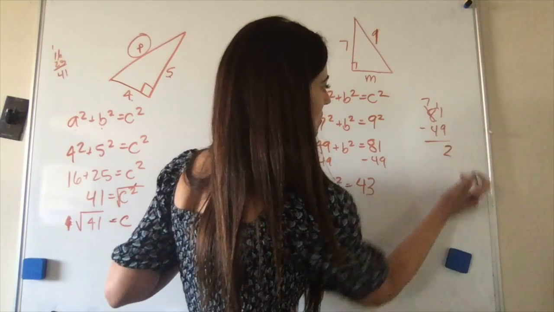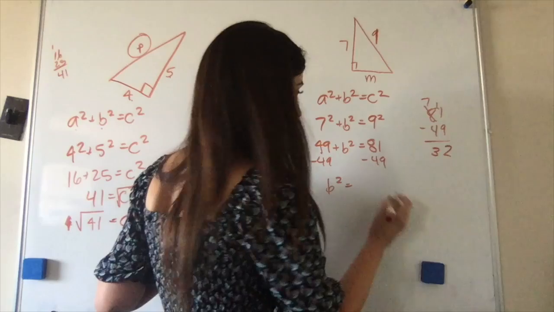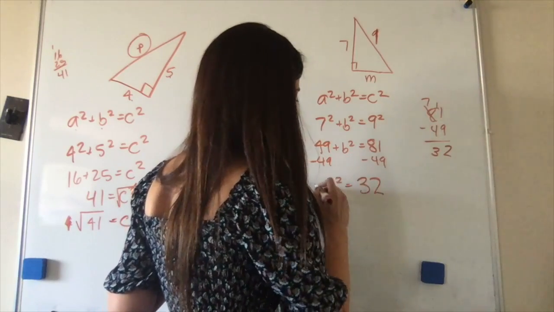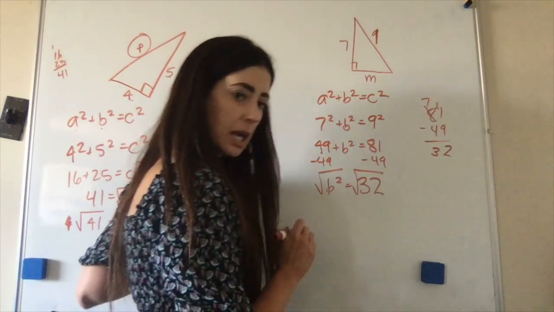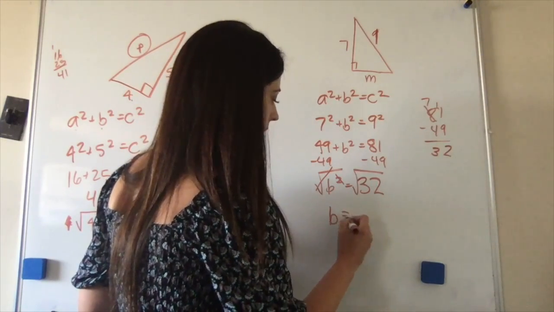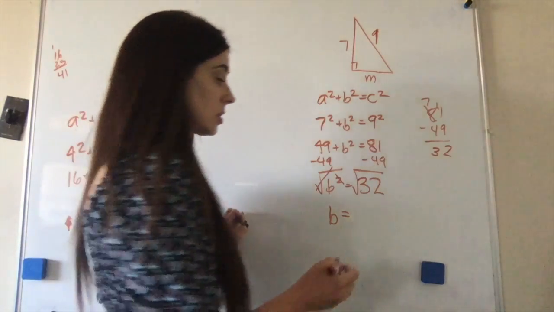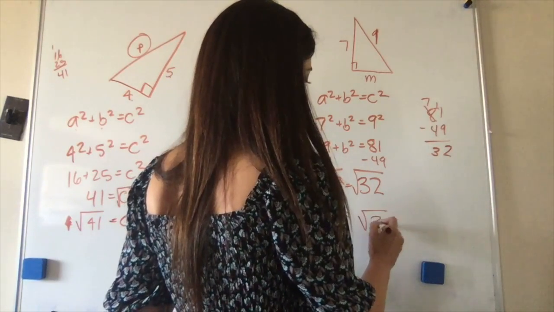We get 32. That was quite a doozy. Okay, then we take the square root of each side to isolate that variable. Square root and square cancel out to give us b. Do we know the square root of 32? It's not a perfect square, so you just get to leave it as the square root of 32.